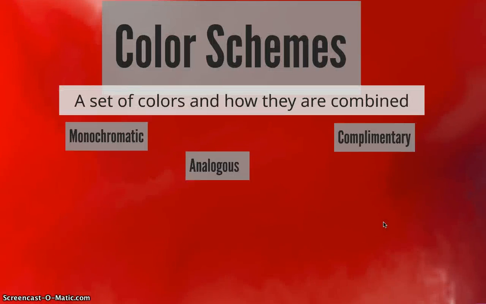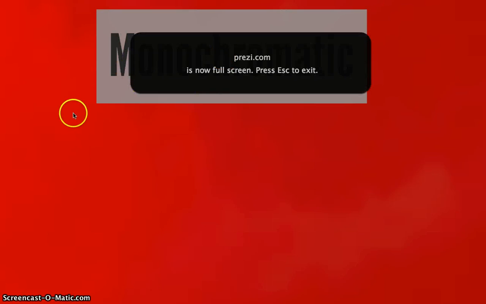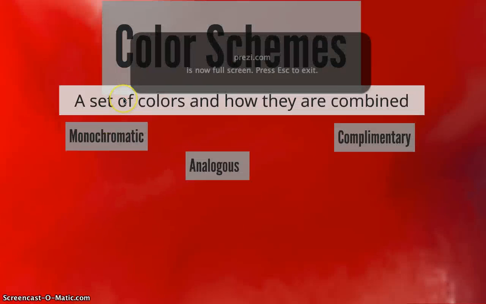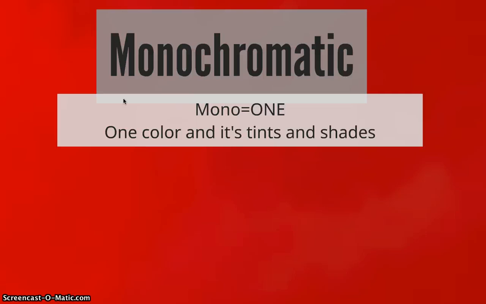All right. Now, color schemes are a set of colors and how they're combined. There are certain kinds of color schemes that are really important when we're talking about color theory. Monochromatic color schemes. What does the prefix mono mean? Mono means one. So that means it's one color and all its tints and shades.